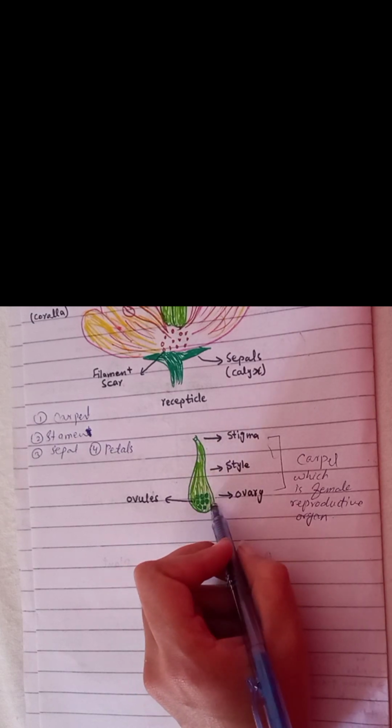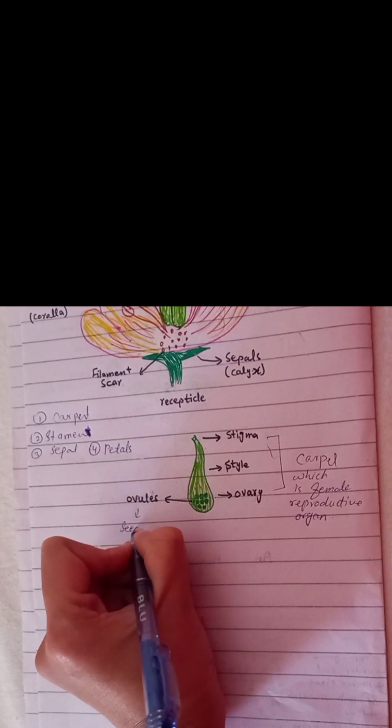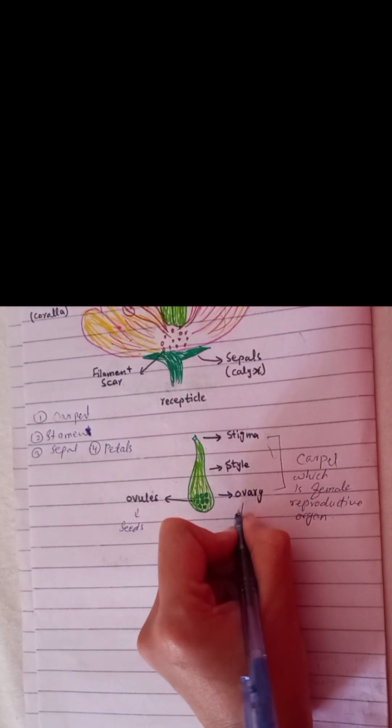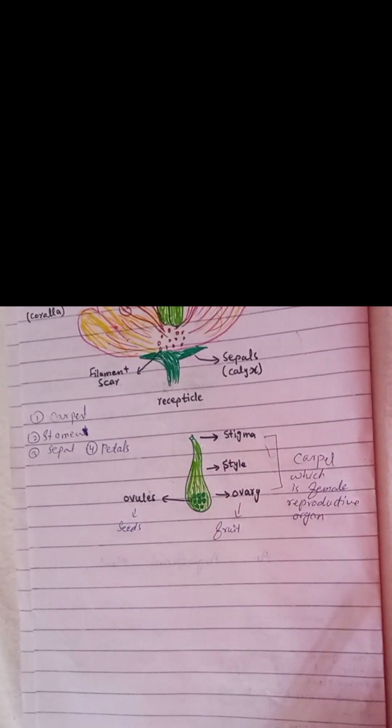And the ovules are present inside the ovary, which will give rise to seeds. And the ovary will give rise to fruit. So this is all about today's lecture.